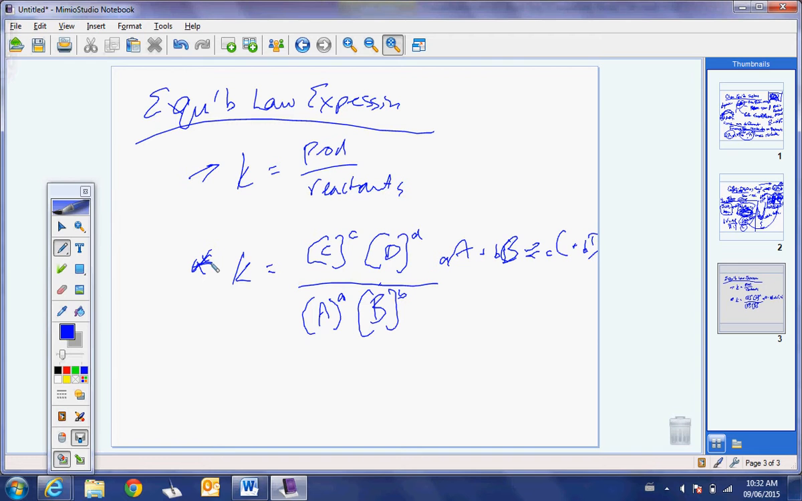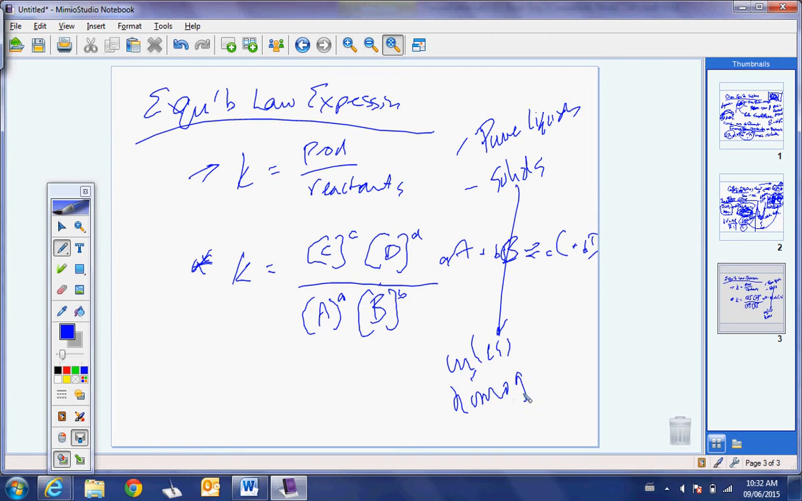What don't we include in our equilibrium expressions? Solids. If it's a gas, make sure... unless it's, what's that word? Homogeneous. Homogeneous what? Equilibrium. If it's a homogeneous equilibrium, then you include all things. So if they're all liquids, you include all of them. But if it's a liquid, an aqueous, and a solid, then we only include the aqueous ones.